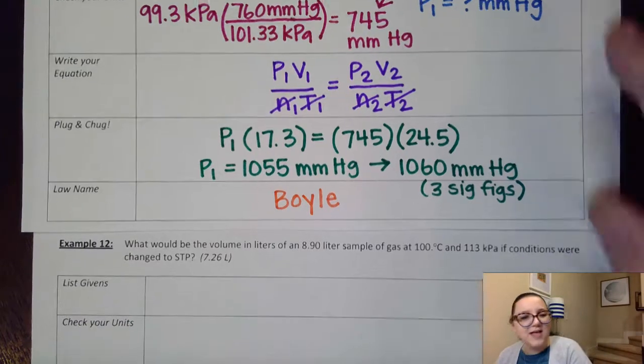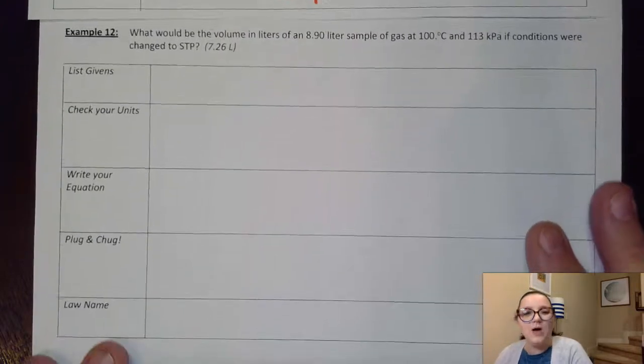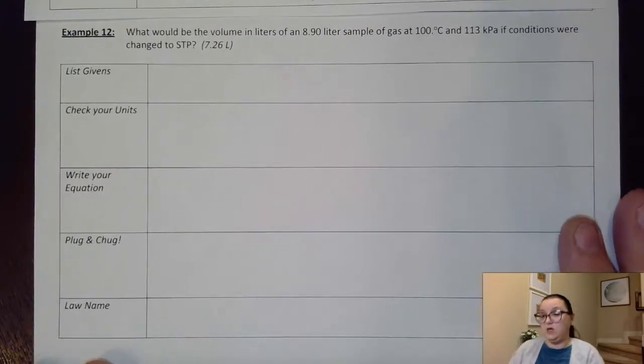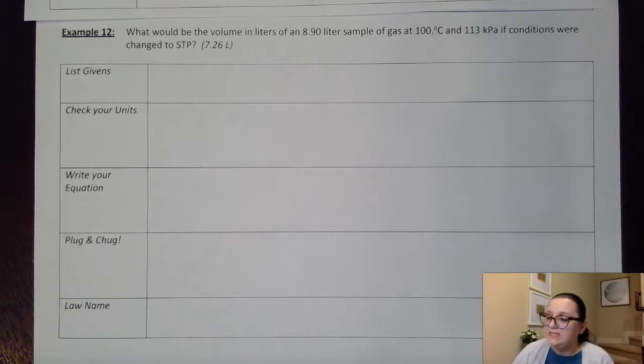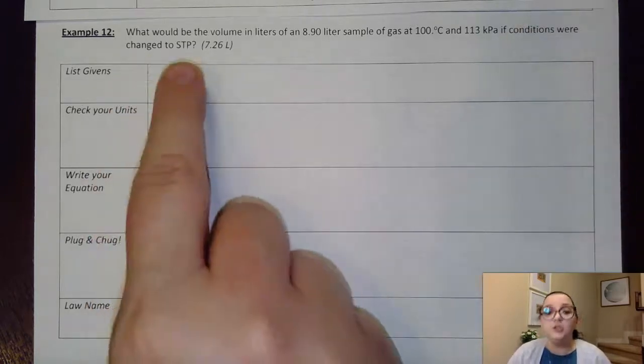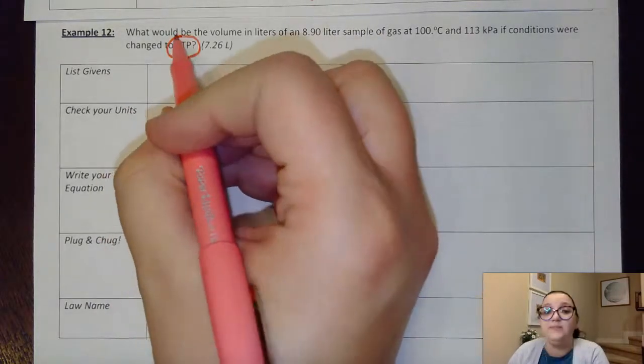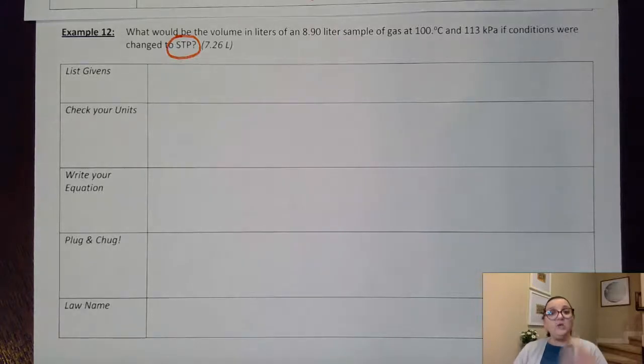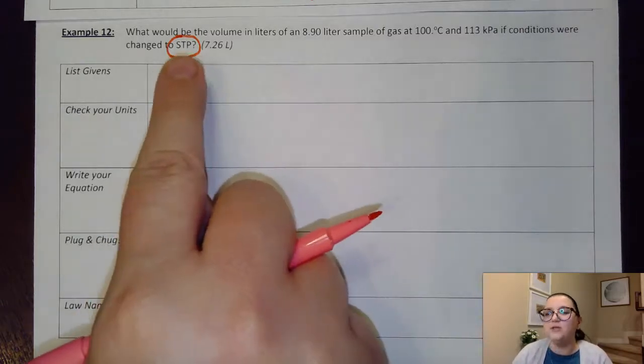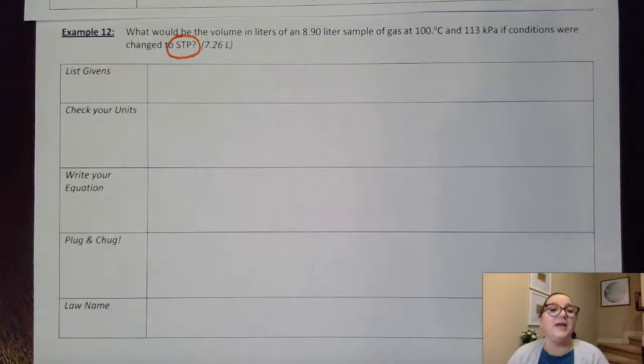All right, you've got one last one down here. Now, I am going to give you a little hint on this problem. My hint is that it says conditions were changed to STP. When they tell you that you're having STP conditions, that is telling you a set of numbers without literally telling you what the numbers are. So keep in mind that you may want to glance at your formula chart to see if you can figure out what STP conditions would be. All right, so with that said, go ahead, pause the video, and see if you can try this out.